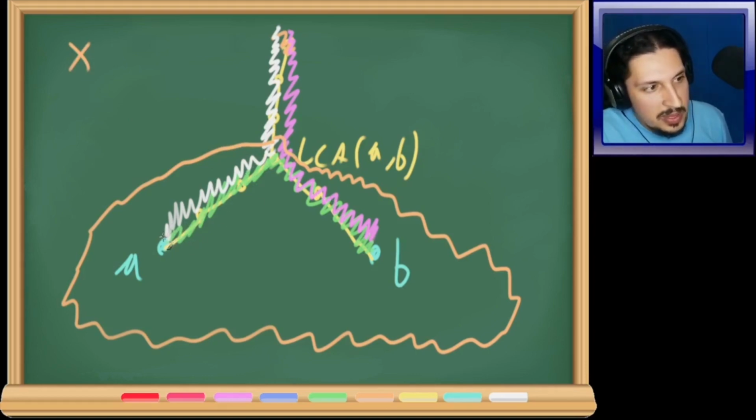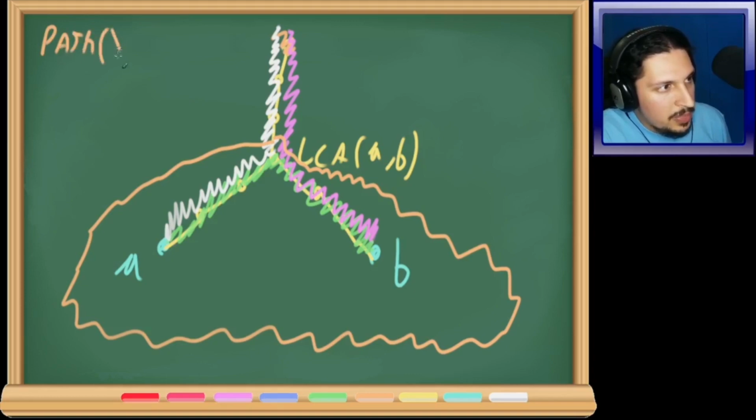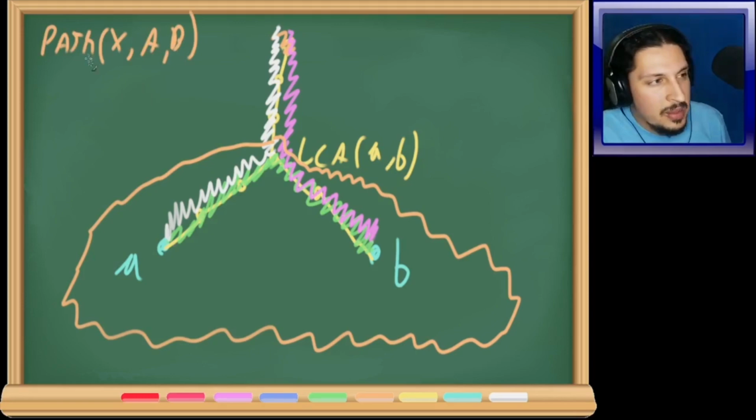So it has to be an ancestor of A or an ancestor of B, so it will be in this part. But then in order to avoid these ones, which are too far away from the path, we can also ask X to be a descendant of LCA. So in order to call the function path X, A, B, which checks whether X is in the path from A to B, we can actually write the condition that we want.